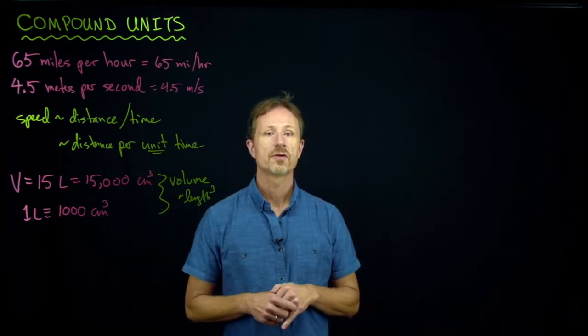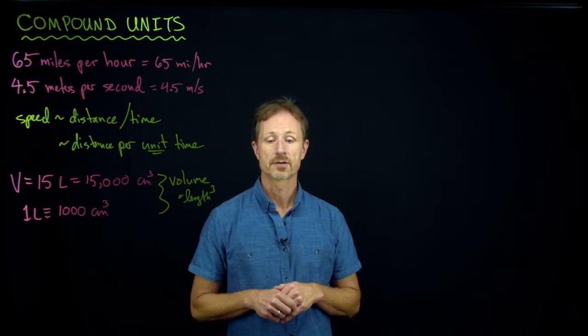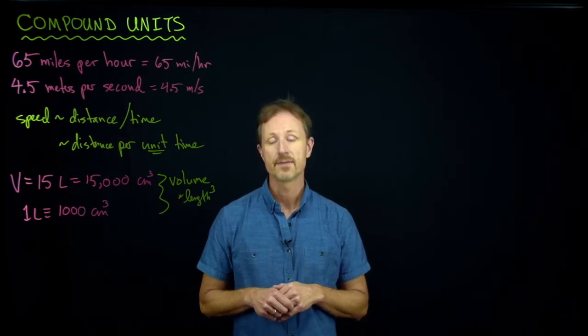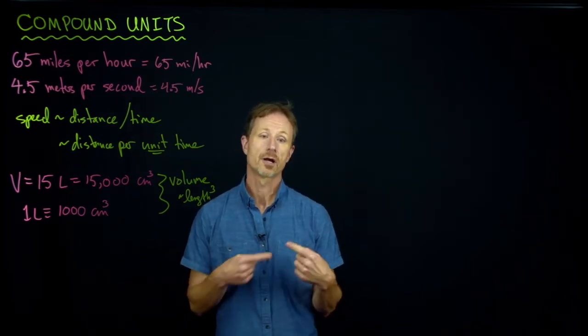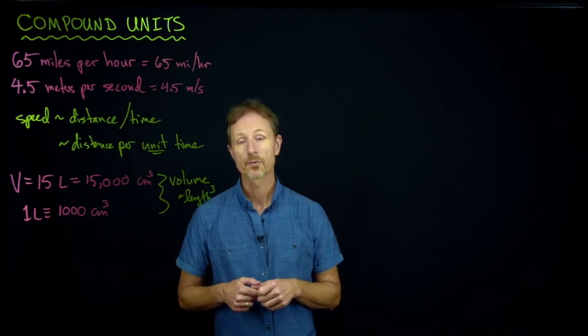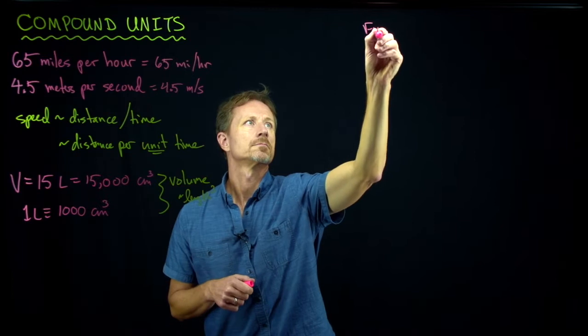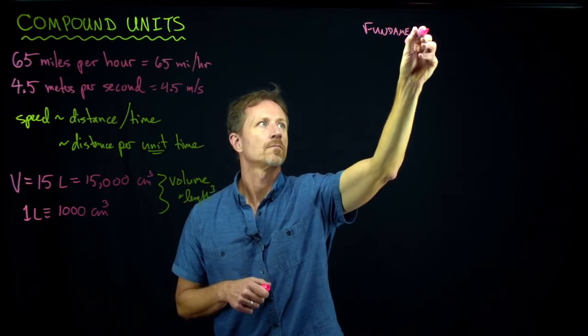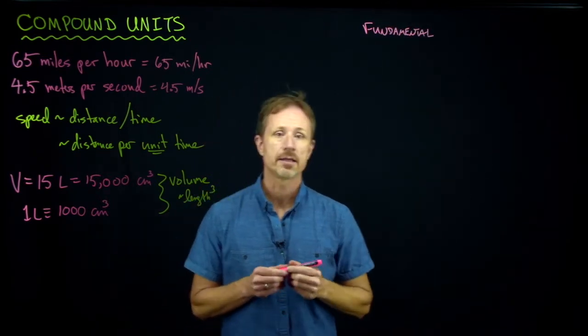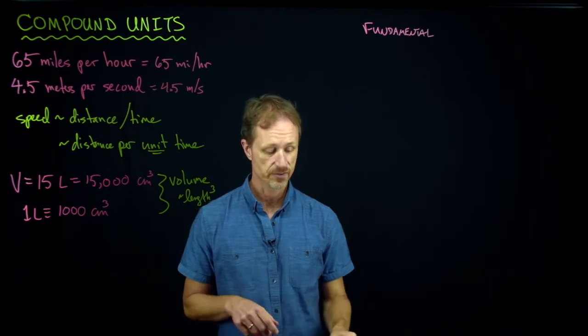So the vast majority of units we use in physics or science in general are compound units. In fact, in the SI system of units, which we'll talk about in a few days, there are really only 7 fundamental units. I should say 7 fundamental dimensionalities, each of which has a base unit it's expressed in.